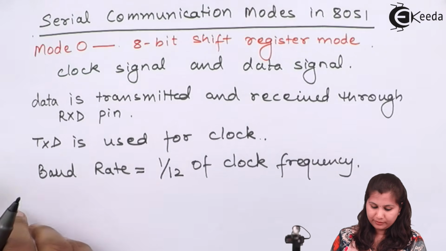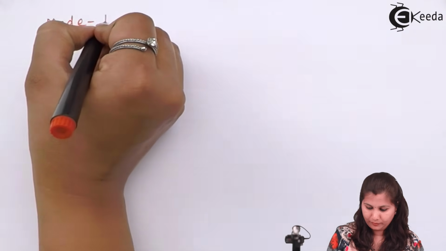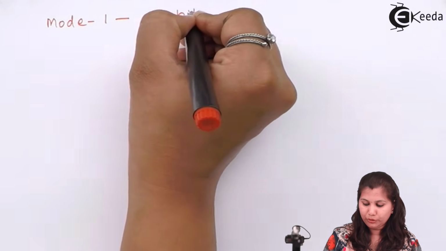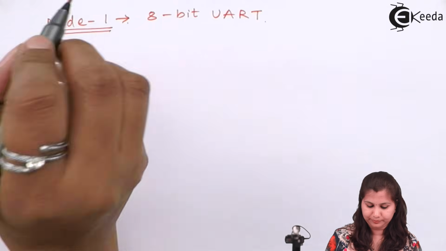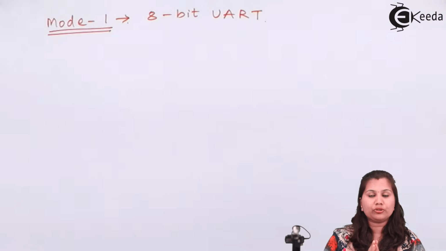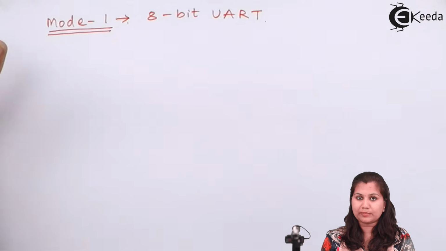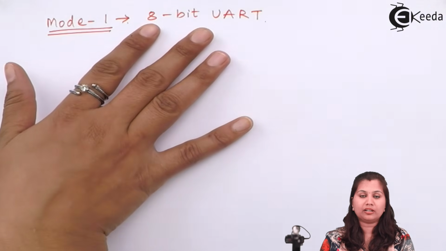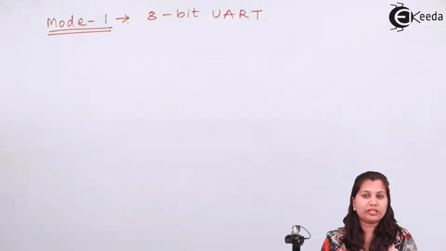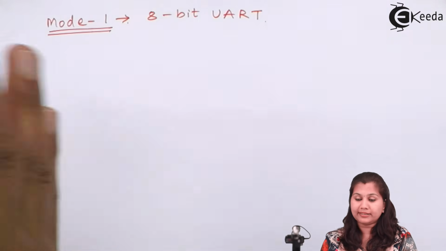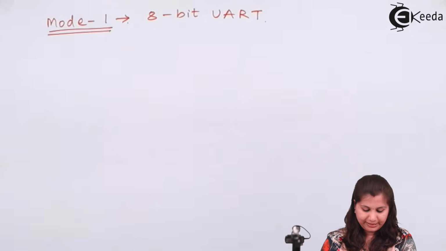Next we have mode 1, which is called the 8-bit UART. UART means universal asynchronous receiver and transmitter, meaning it acts as both receiver and transmitter. We have 8-bit data here. In the case of transmission, that 8-bit data will be stored in the serial buffer register, and at the time of reception also it will be stored in the serial buffer register for the receiver.